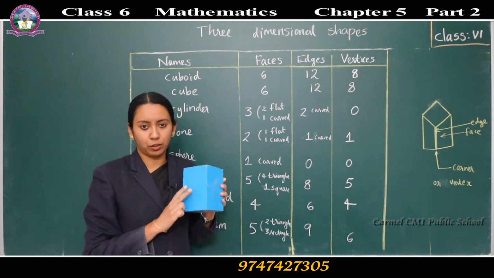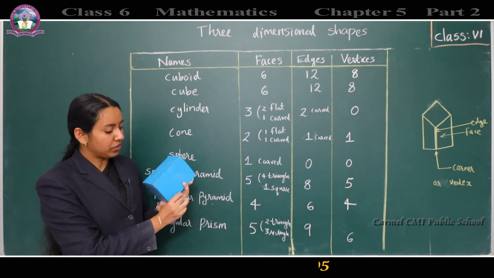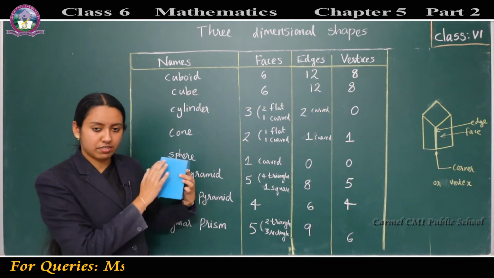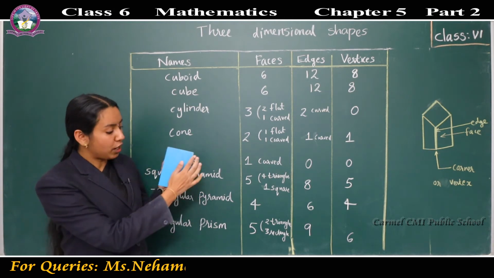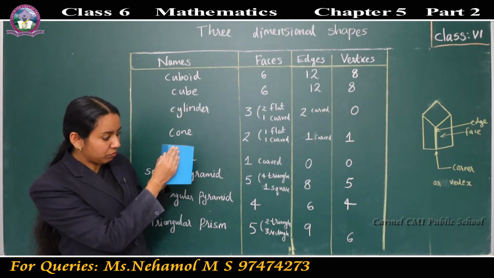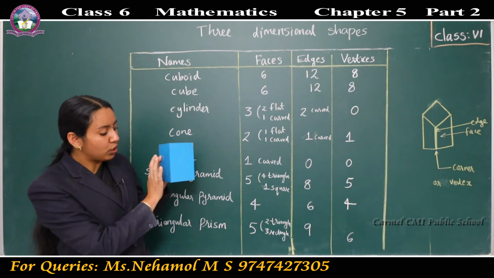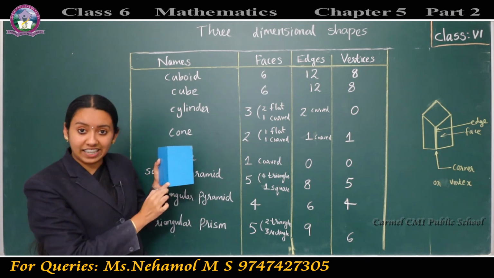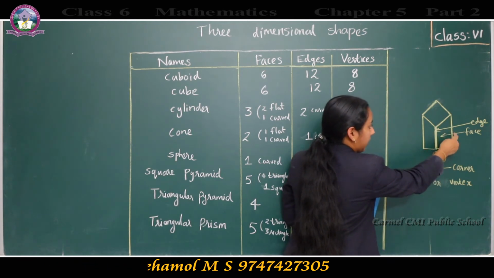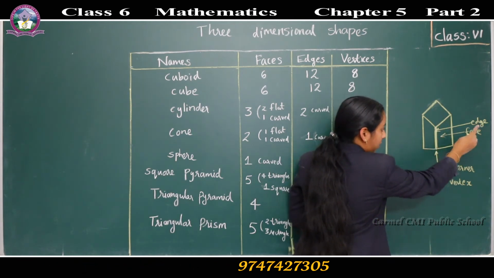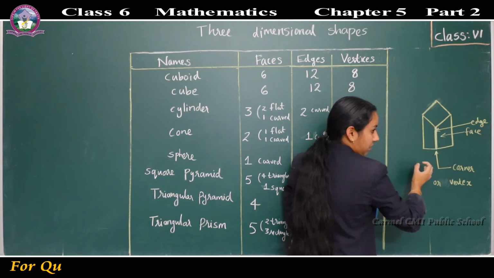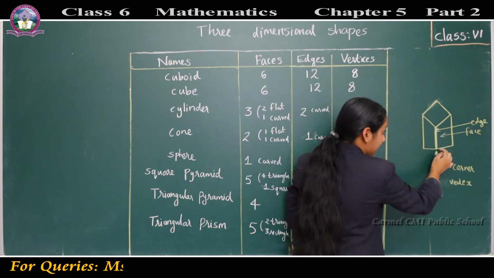This is a cuboid. For a cuboid, these flat surfaces are known as faces. The line segment joining two flat surfaces is known as an edge. These are the edges. So this flat surface is a face, and the line segment joining two faces is an edge.